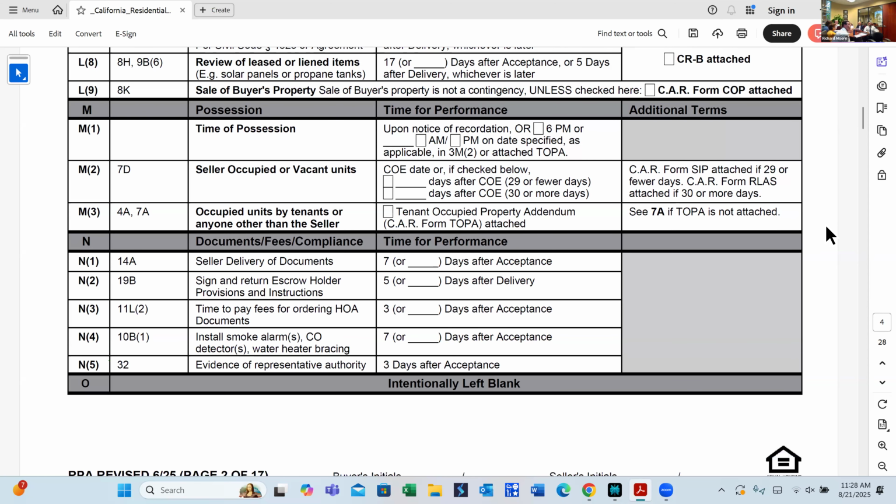Time of possession, as of date of close of escrow, as of the recordation. And then seller occupied or vacant units. Let's assume there's a lease back situation. If the seller is going to occupy the property for 20 days or less from the close of escrow, we would use a seller possession form. If it's 30 days or more, we would use the RLAS, residential lease after sale.